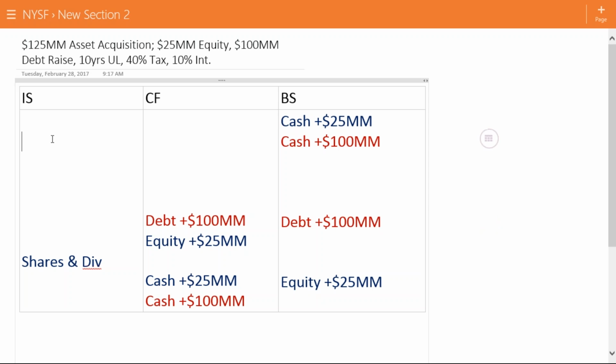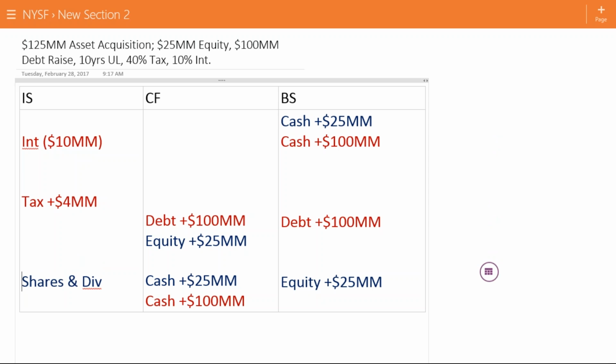Interest. 10%. We have interest expense of 10 million, right? And then what happens? It has a benefit impact on our taxes of 40%. So I'm going to show interest as a negative because it's an expense. Tax savings 4. So the net income impact is 6.